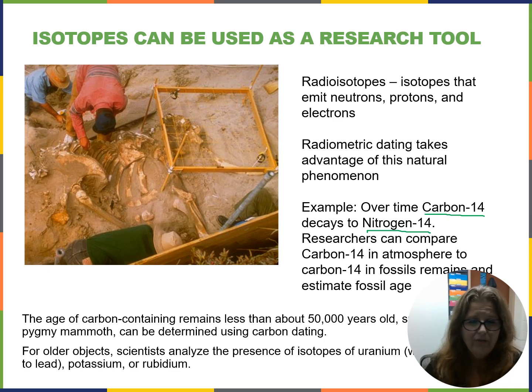For certain things, if this isn't practical, we have to look at other isotopes like uranium, potassium, rubidium. But knowing the decay rate, we can figure out, if there's this much there, this is how much it should have started with, this is how old it is.